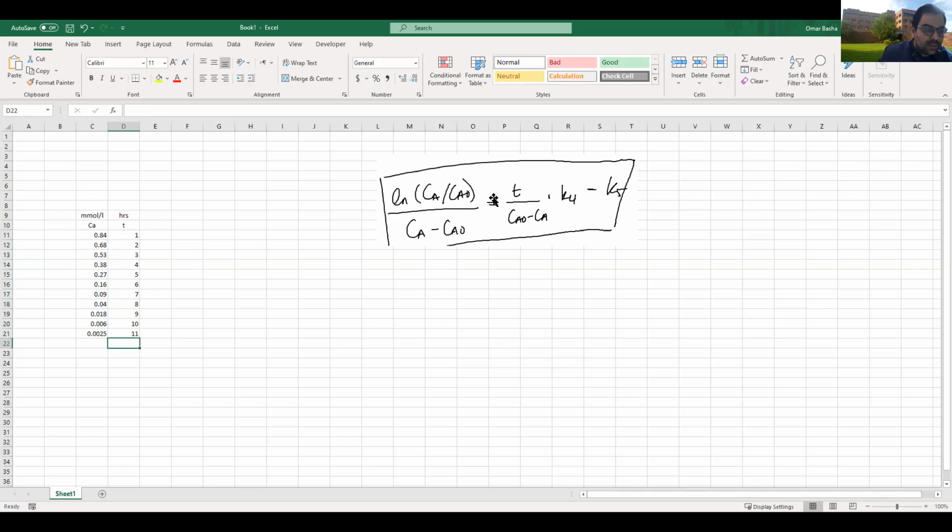Good. So now I need to get ln of CA divided by CA naught, divided by CA minus CA naught. So I'm getting basically ln of CA divided by CA naught, divided by CA minus CA naught, right? So let's calculate. This is equal to ln of CA divided by CA naught, which is F4, divided by CA minus CA naught right here.